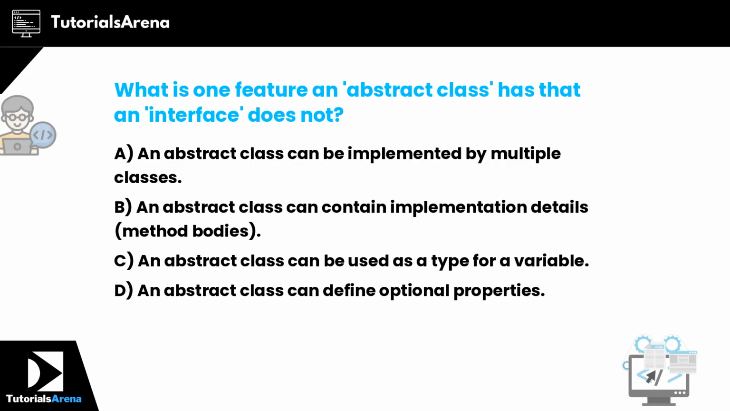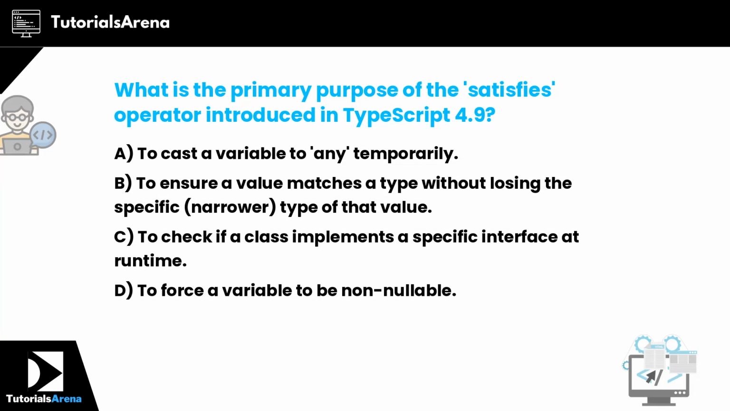What is one feature an abstract class has that an interface does not? The correct answer is option B. An abstract class can contain implementation details, method bodies. What is the primary purpose of the satisfies operator introduced in TypeScript 4.9? The correct answer is option B. To ensure a value matches a type without losing the specific, narrower, type of that value.